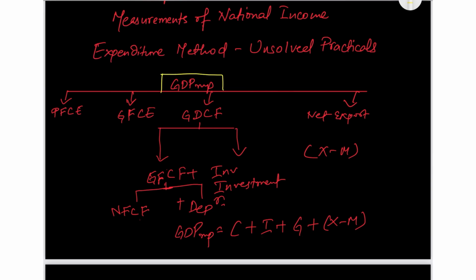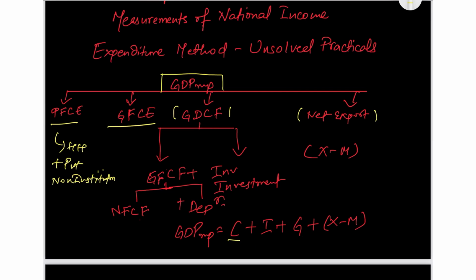expenditure method. The first and foremost is private final consumption expenditure. Okay, then government final consumption expenditure, then gross domestic capital formation and net exports. So private final consumption expenditure includes household final expenditure, plus any private non-profit institutions serving households and their final consumption expenditure. All these things are added, which is represented by C over here.